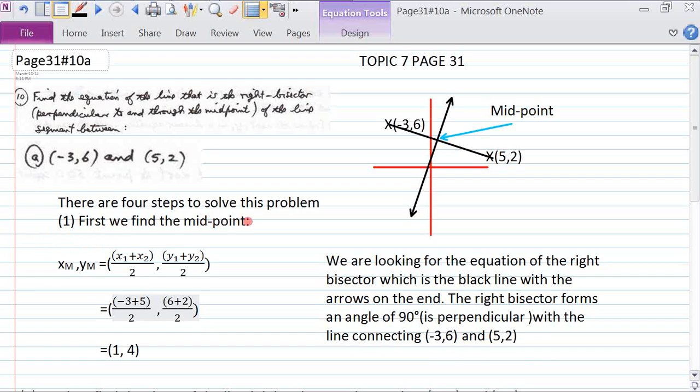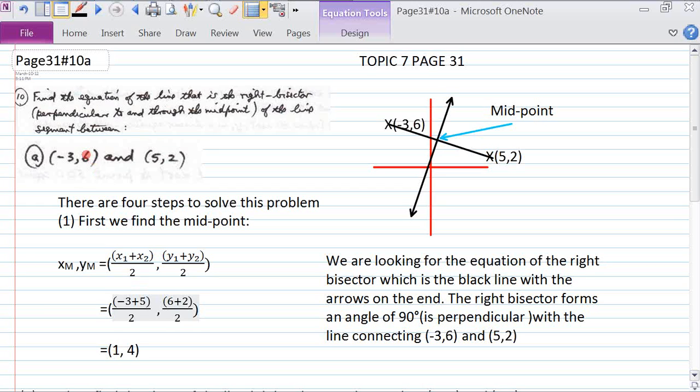First, we find the midpoint between here and here. Here you can see that we've set up X sub m and Y sub m to represent the midpoint between this and this. And this is X1, Y1, and this is X2, Y2. So we sum the X's for the midpoint, -3 and 5, and divide by 2. -3 and 5 gives us 2. 2 divided by 2 gives us 1.